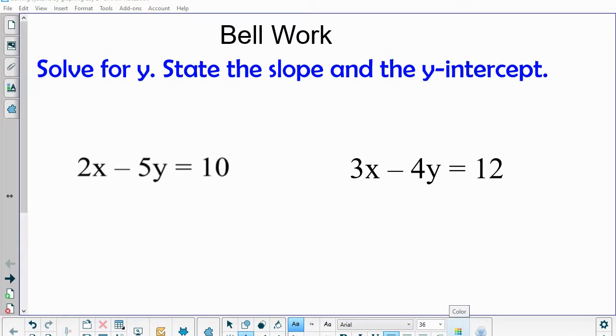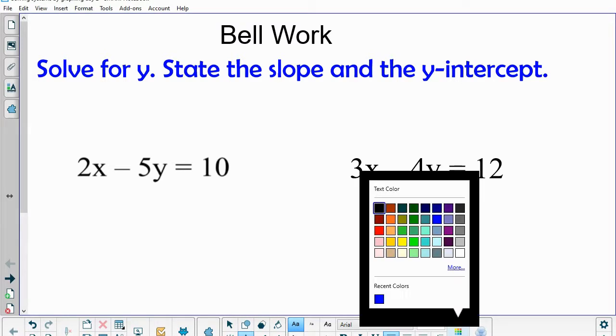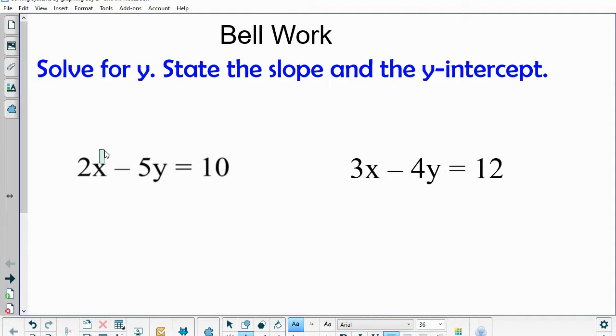In each of these, it says solve for y, state the slope and the y-intercept. Now, hopefully you're getting quite good at this by now. But let's go ahead and do this first one. So we need to rearrange. And if we're going to rearrange, that means we've got to have the y term first. And then the x term will go right behind the equal sign, just like that.